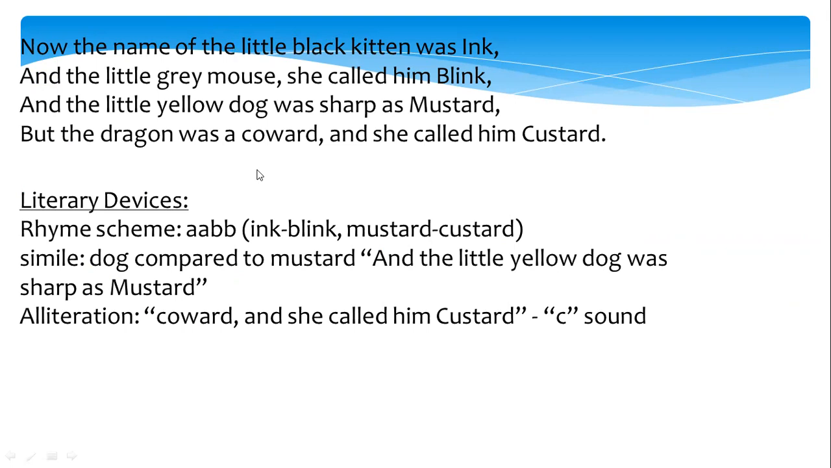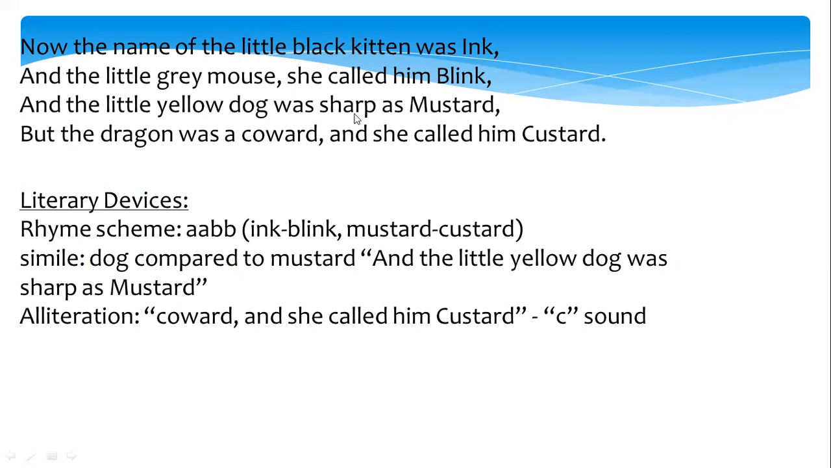And now let's find out another poetic device here. Here she called that coward Custard. So coward, the C, is rhyming with custard. So the poetic device here is alliteration. And here she has compared, see here, the little yellow dog was as sharp as mustard. So here the dog has been compared to mustard. So this is simile.